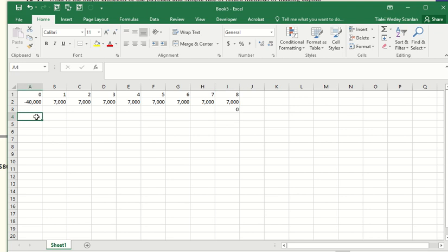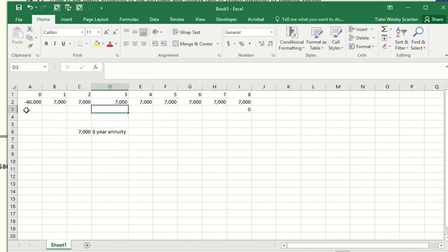Sometimes we do have working capital that is expended in the first year and it's recovered, or they get it back, or it's released. We need working capital, but over here we don't. When I look at this, we call this an annuity. It's a constant stream of payments for a specific time period. So we have a $7,000 annuity for 8 years, a constant payment, and it's a positive. And then we have this initial outflow of negative $40,000.